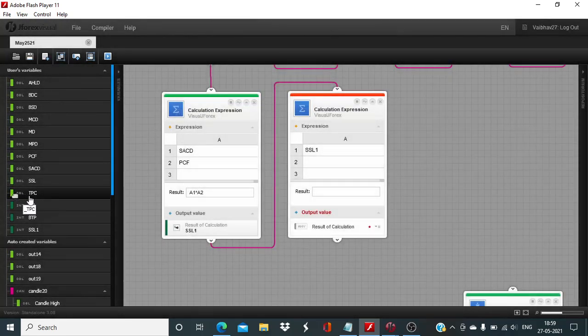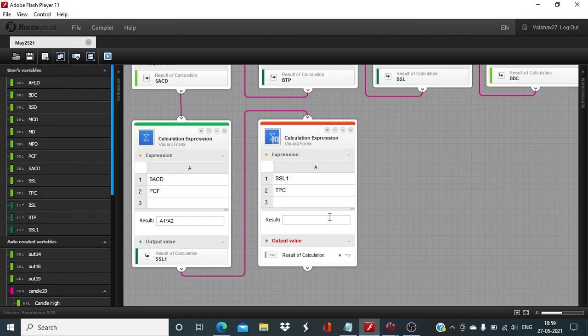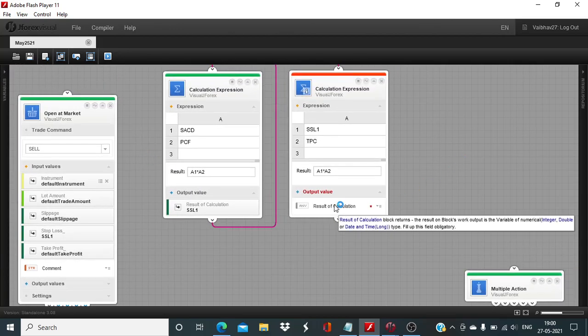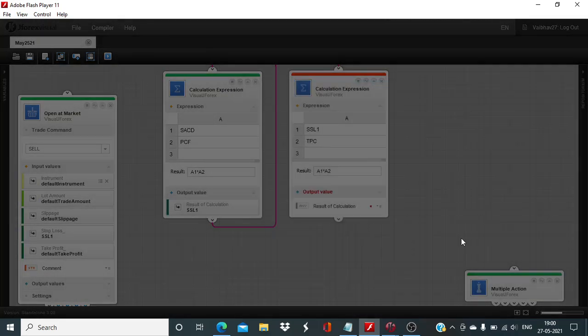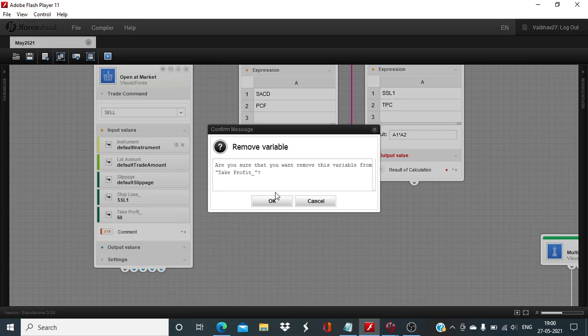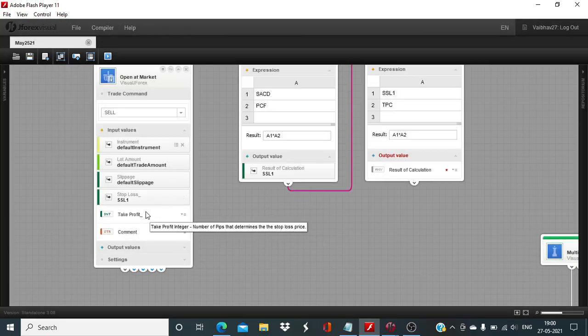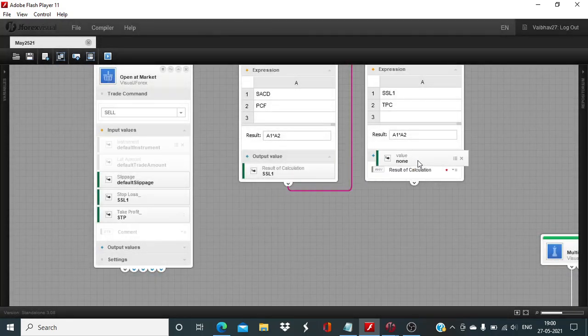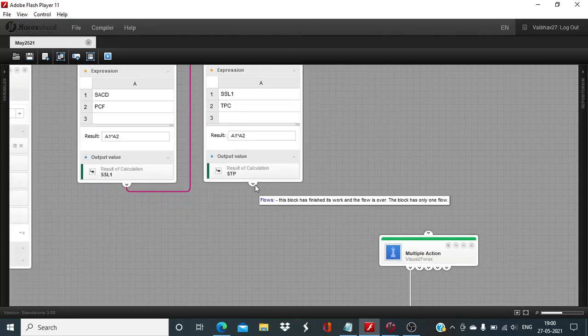This has value 2, so we will multiply the stop loss by 2, get target price. Okay, we are done with this.